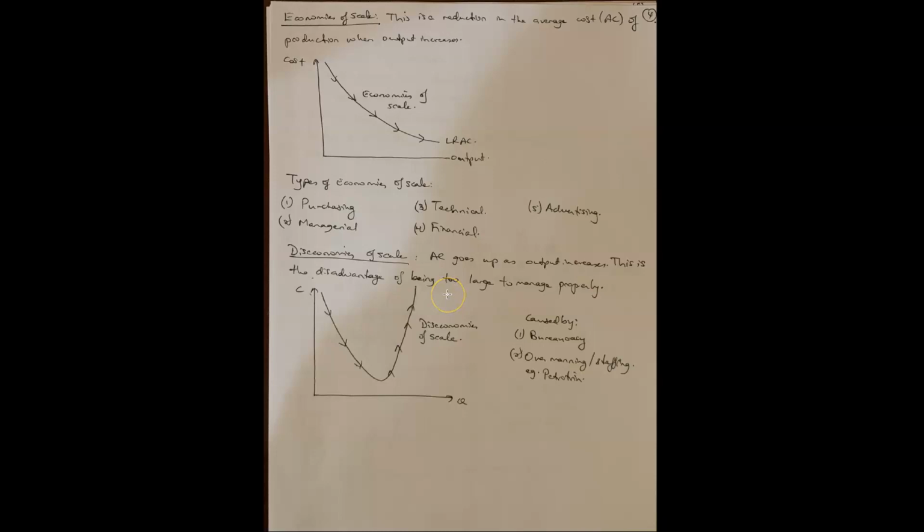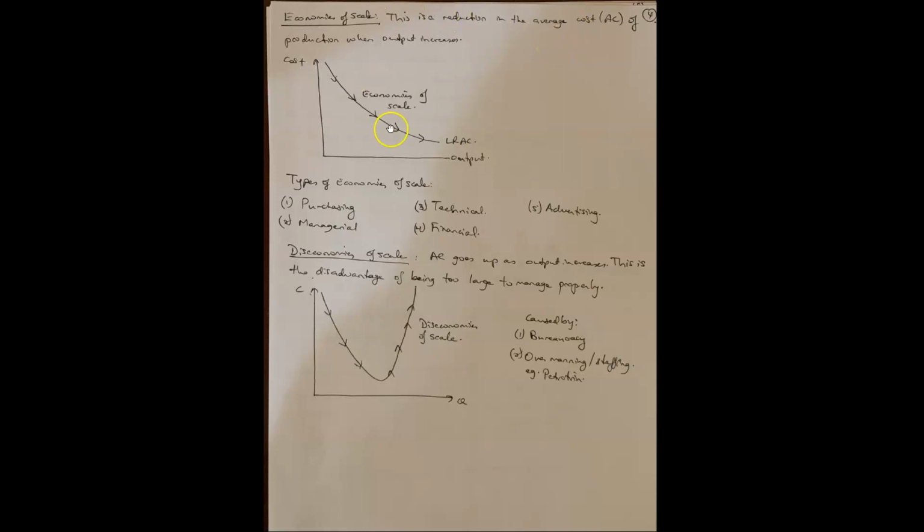Now let's look at economies of scale. So what is economies of scale? Now we should all be familiar with this from our year one microeconomics course, right? This is simply a reduction in the average cost of production when your output increases, okay? So it's lower average cost whenever your output increases, right?